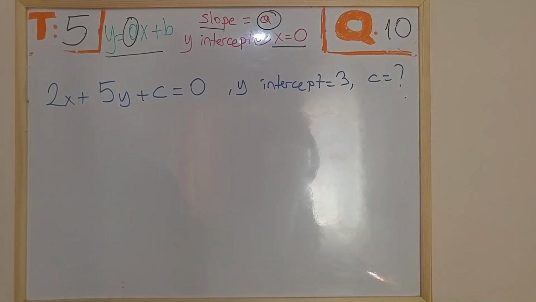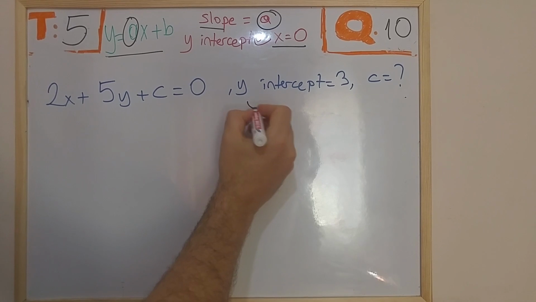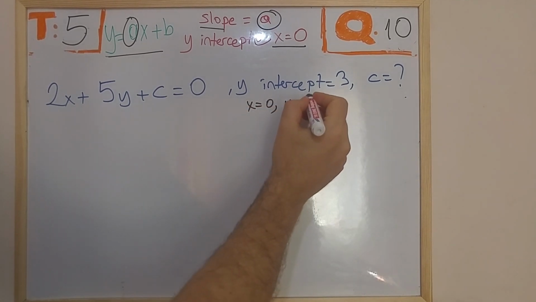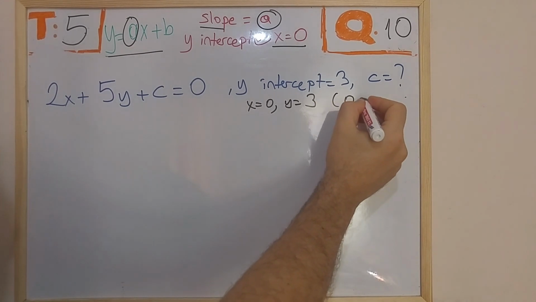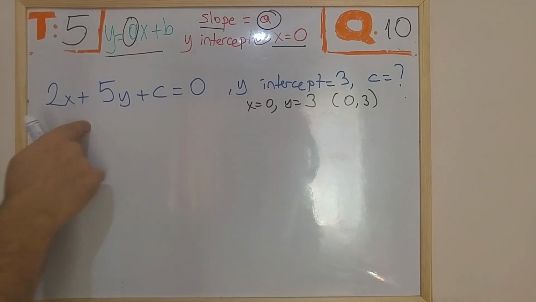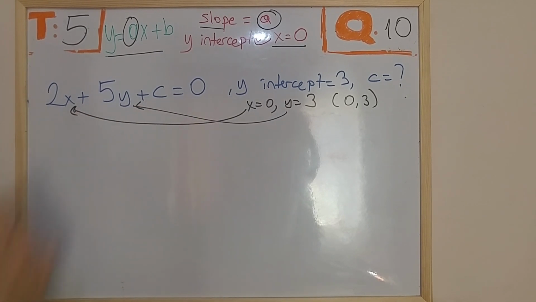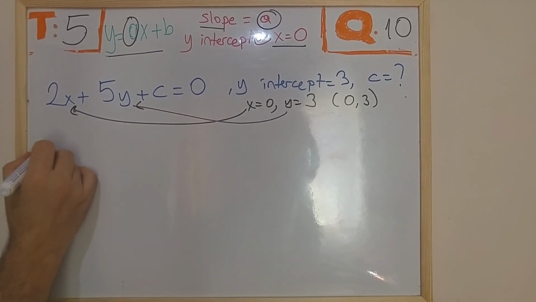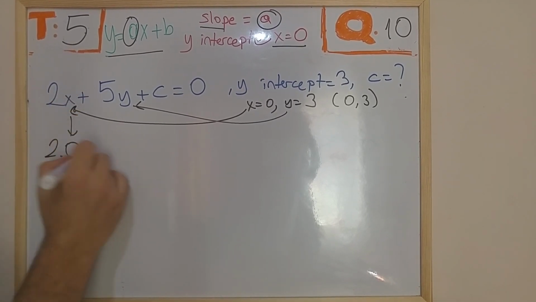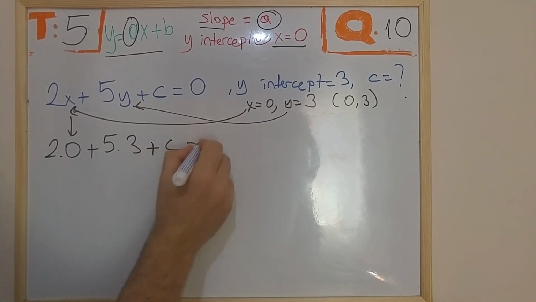We're given this question, 2x + 5y + c = 0. And we have a y-intercept at 3, and we're asked about c. Let's find it out. It means that when x is equal to 0, y is equal to 3. Or in the coordinate system, you can show it like this. Therefore, we put these values into the equation. So we put x = 0 and y = 3. Let's do it. 2 times 0 plus 5 times 3 as y plus c is equal to 0.